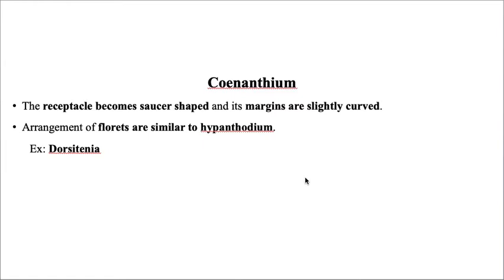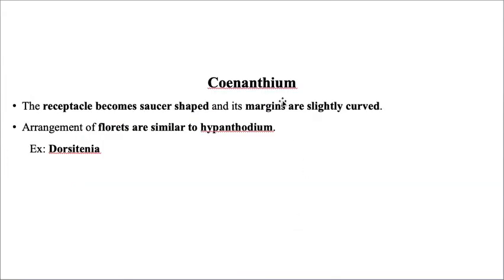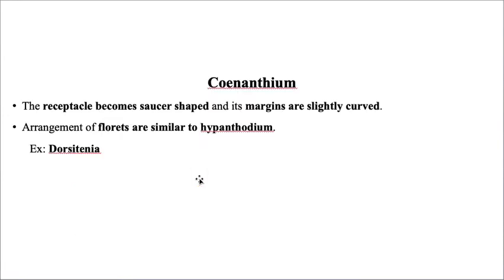Now let us take the next one, that is coenanthium. Coenanthium basically means, here it is formed like a cup, whereas here it forms like a saucer. Saucer means, you drink tea, no, then you can say the base plate. If it comes in a saucer shape, if it elevates, then that is called coenanthium. And the arrangement, everything, is exactly similar to hypanthodium. The only thing is, either a narrow cup like this, and here a saucer like this, that is all, there is no other difference.